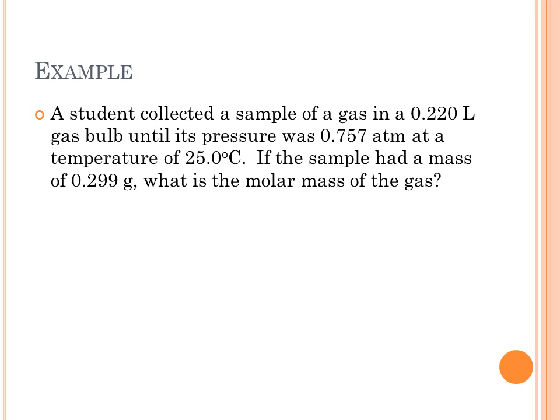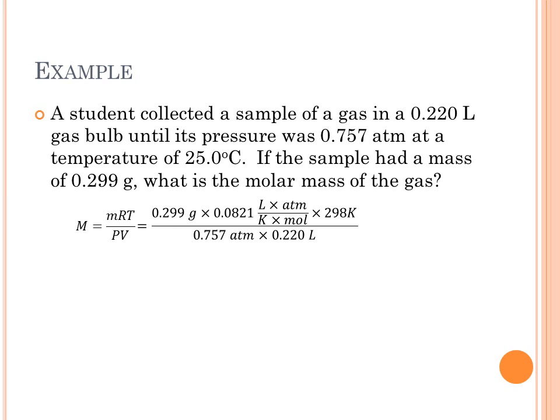Here's one for the molar mass. A student collects a sample of a gas in a 0.220 liter gas bulb until its pressure was 0.757 atm at a temperature of 25 degrees Celsius. If the sample had a mass of 0.299 grams, what's the molar mass? I've conveniently given you atm and liters. We just need to get that 25 degrees Celsius into Kelvin, which would be 298 Kelvin. So molar mass is equal to mRT divided by PV.